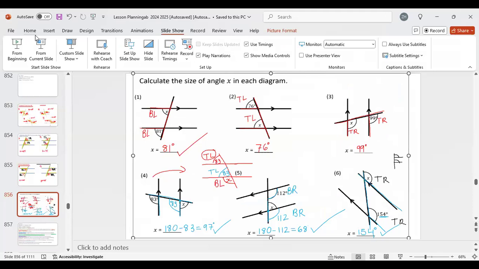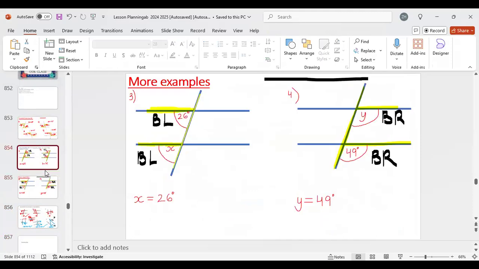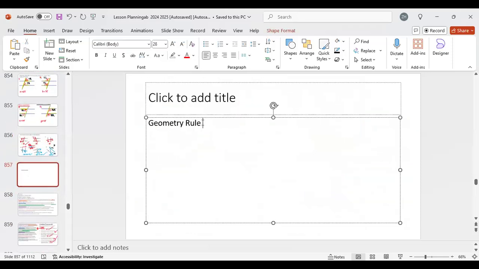So the 8th rule. This is our last one was what? This is the 8th one. Geometry rule number 8 is the following.